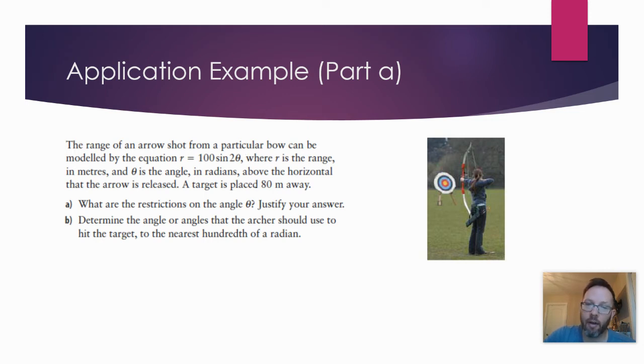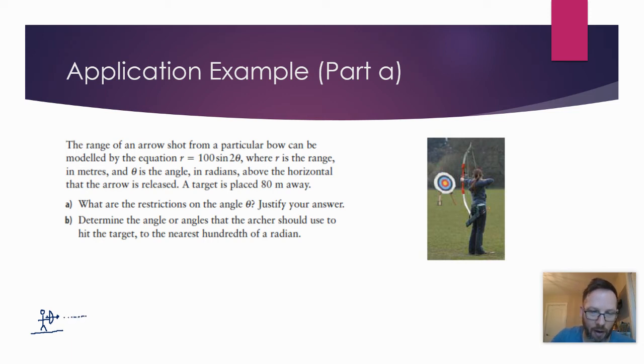And our target is 80 meters away here. So first of all, before setting R to 80 and finding how we should launch our angle, it's worth thinking about what the actual possible values for our angle are. So I'm going to draw a very crude stickman diagram here. There's my bow, and here's my arrow.